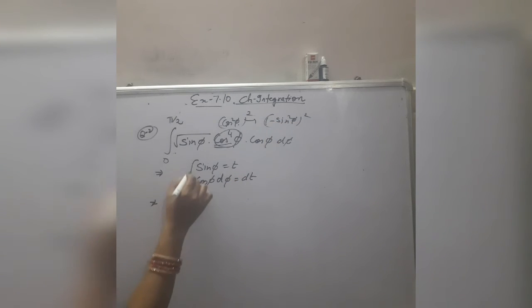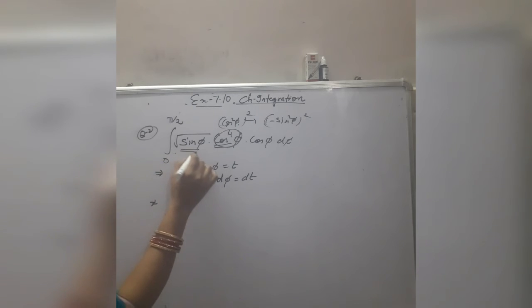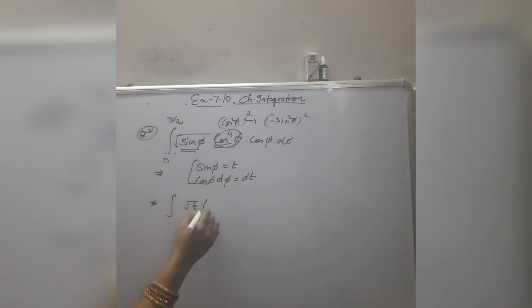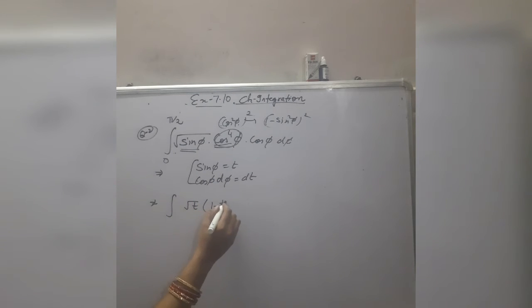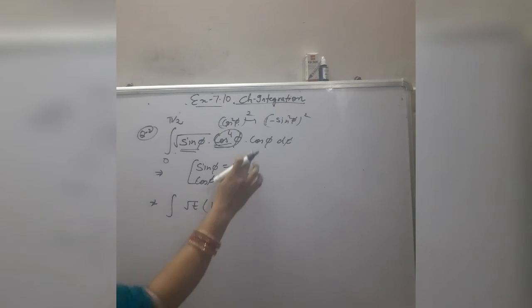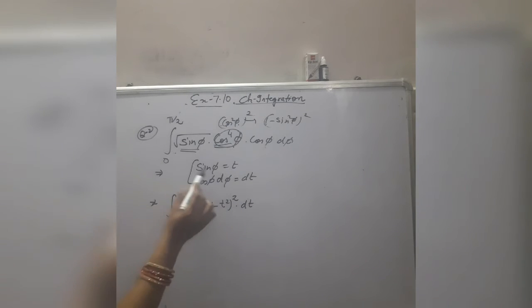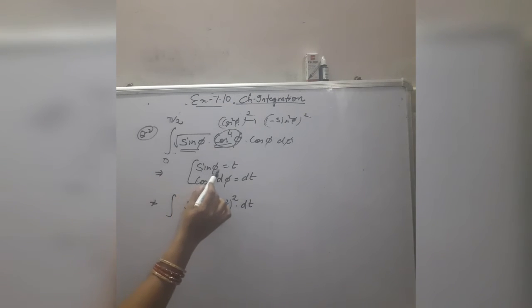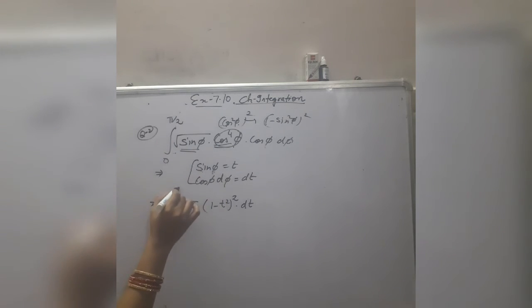So now using these results, the given statement is changed into, in place of root sine phi it becomes root t. In place of 1 minus sine square phi whole square it becomes 1 minus t square then whole square. In place of cos phi into d phi it becomes dt. Now see limits. If in place of phi you put 0, then value of sine 0 is 0, so lower limit will be 0. If in place of phi you put pi by 2, then value of sine 90 is 1, so upper limit will be 1 in this case.